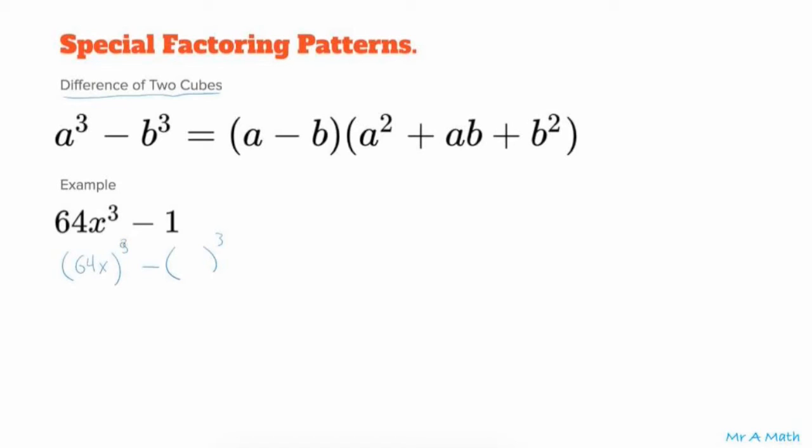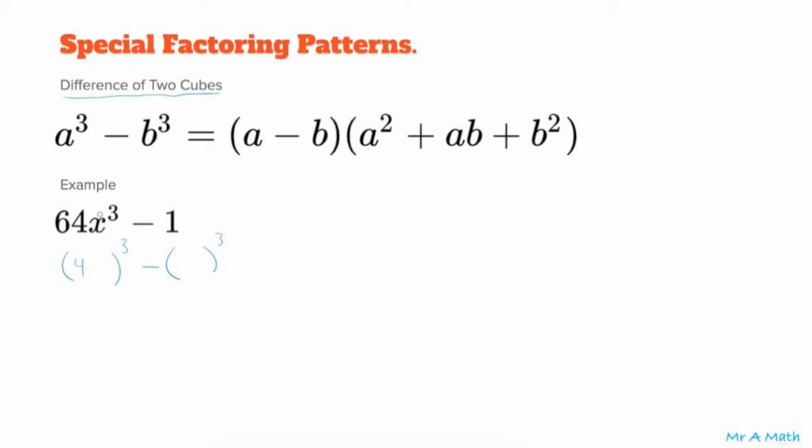The problem with this is if I distribute this 3 like I'm supposed to with my rules of exponents, this would become 64 to the third power x to the third power, which I'd have my x to the third, but 64 to the third power is going to become a very large number, not 64. So the question now is, what to the third power is equal to 64? Well, that would be 4. 4 to the second power is 16, 4 to the third power is 64.